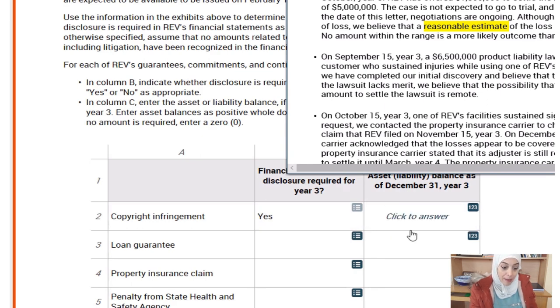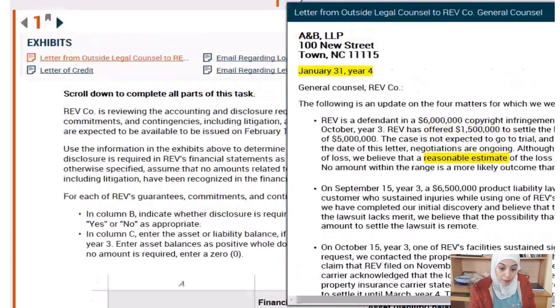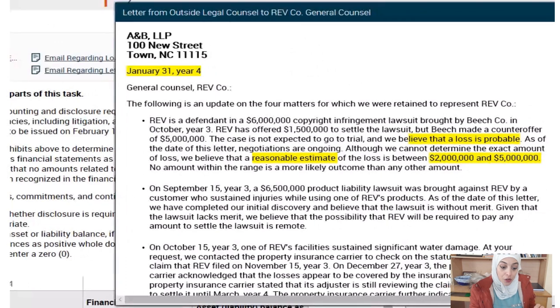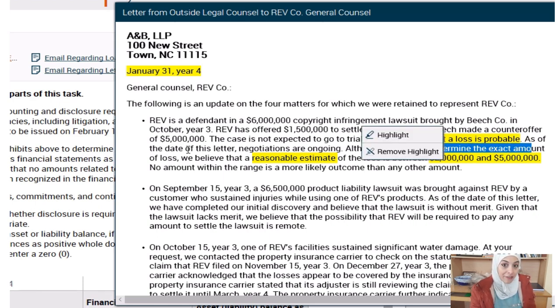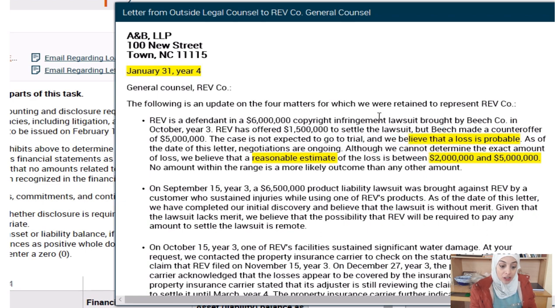Now we're going to determine the amount. Do we have to record an amount, a liability, or not? As of the date of this letter, negotiations are ongoing. Although we cannot determine the exact amount of the loss, we believe that a reasonable estimate of the loss is between $2 million and $5 million. So once they said that there's a reasonable estimate, then we must record a liability here, okay? And how much should we record? We have here from $2 million to $5 million.